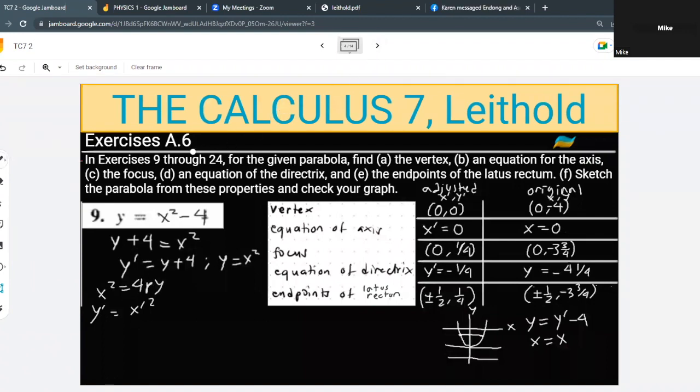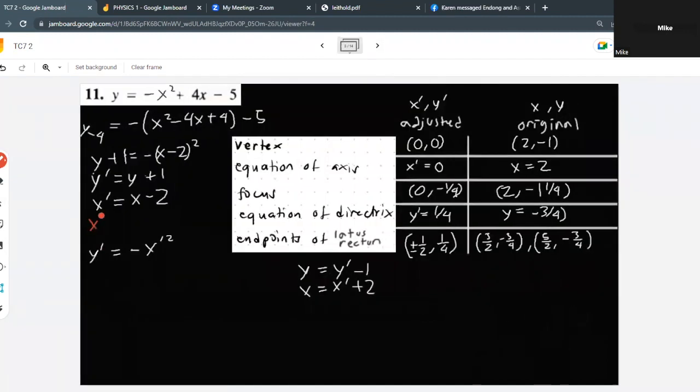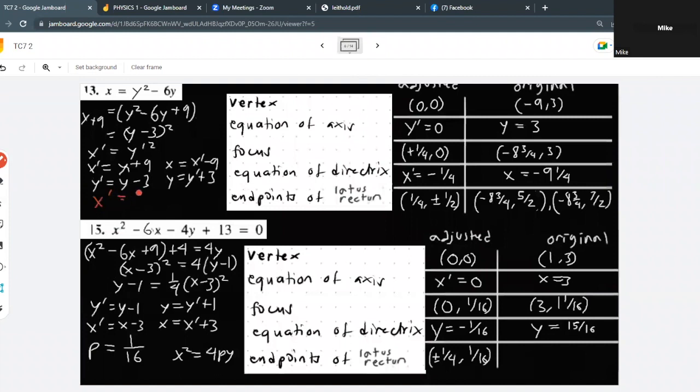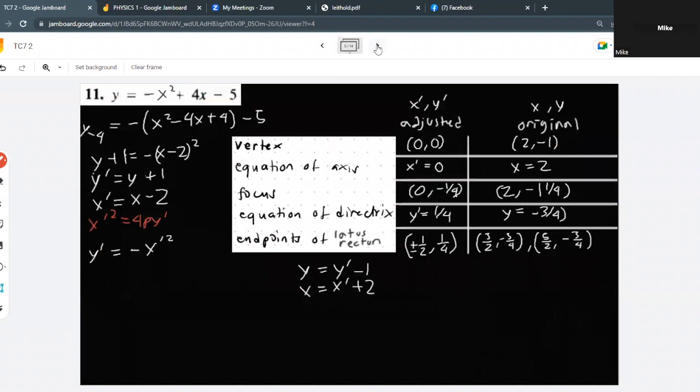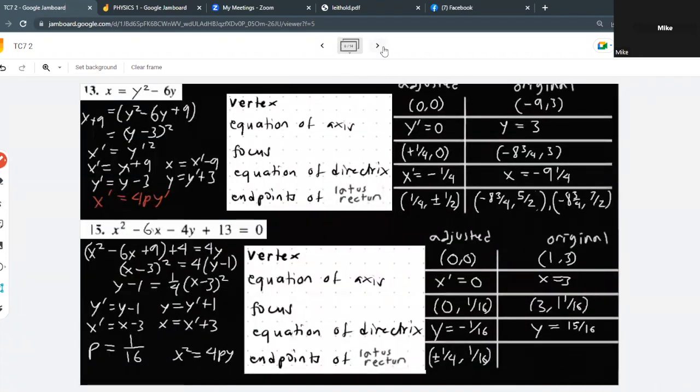Use red. I think mas ano yun. So x prime squared equals 4py. Pero here, may negative. Before that, sige, okay na yan. Sige, 4py prime na lang. Tapos, understood na.